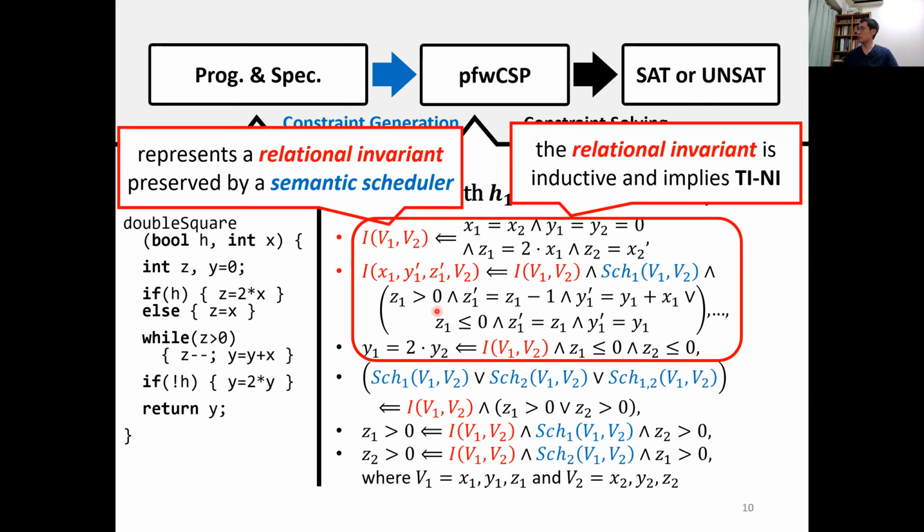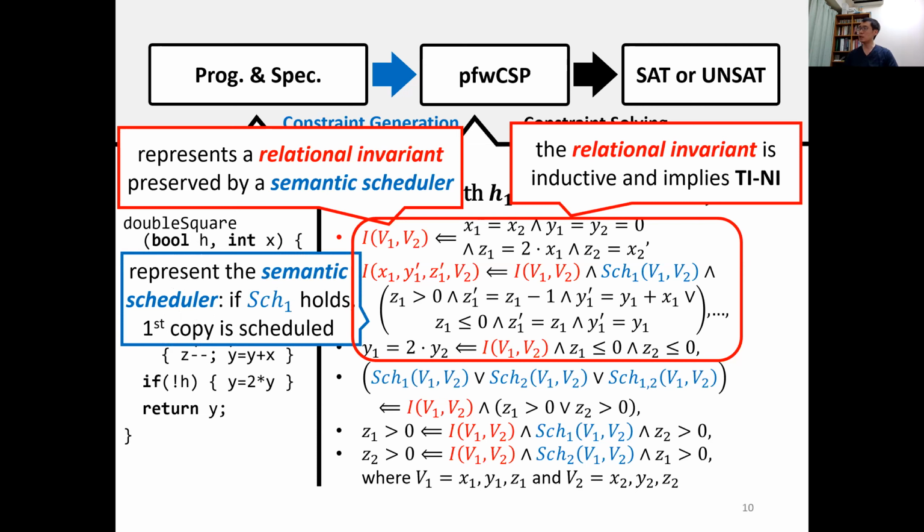And this is a consecution step. It says that if the program makes a step from any state that satisfies the invariant, then the invariant remains satisfied. Finally, this is the finalization step. It says that if you are at the end of the program and the invariant is satisfied, then the post condition is satisfied.